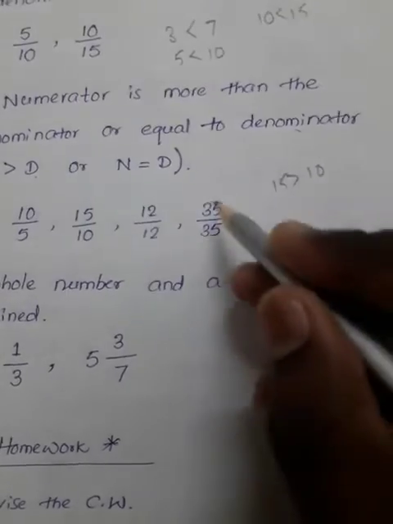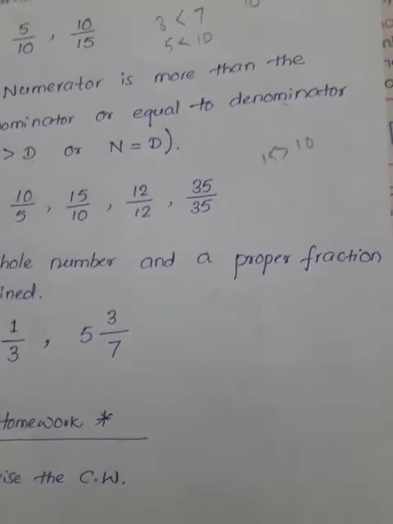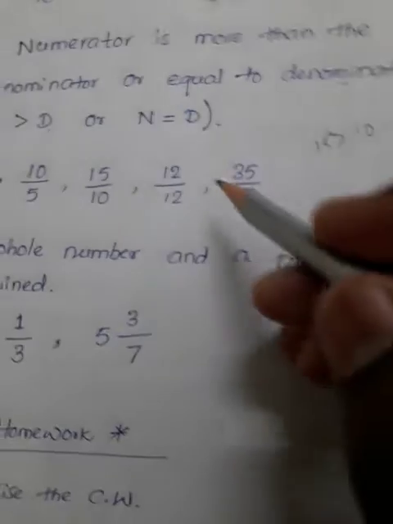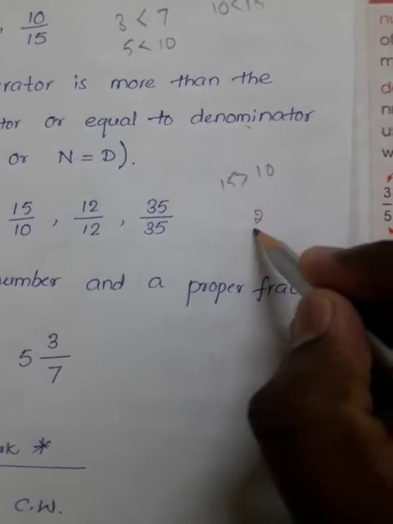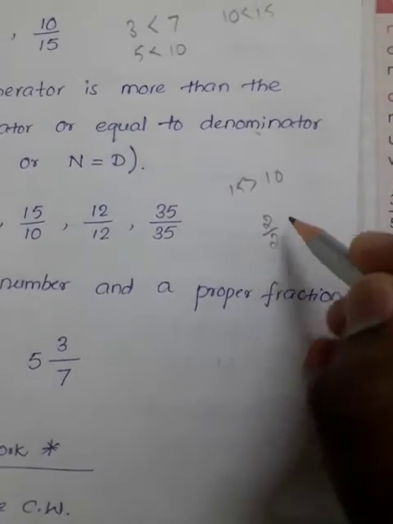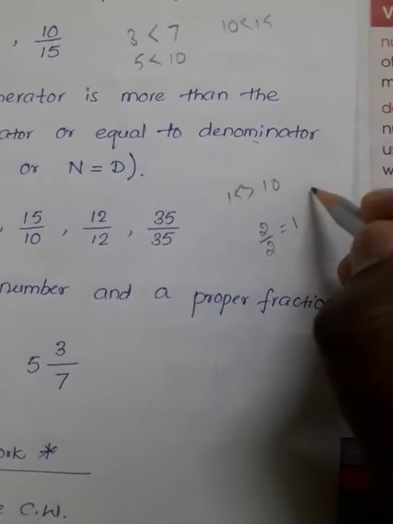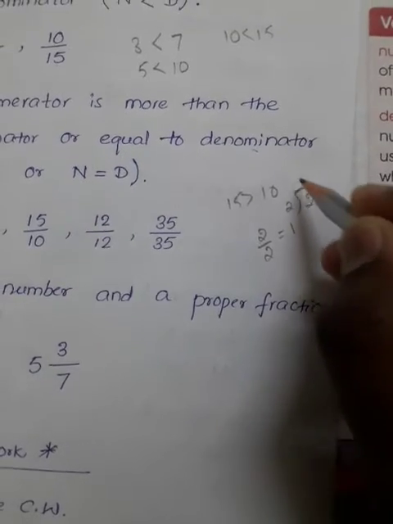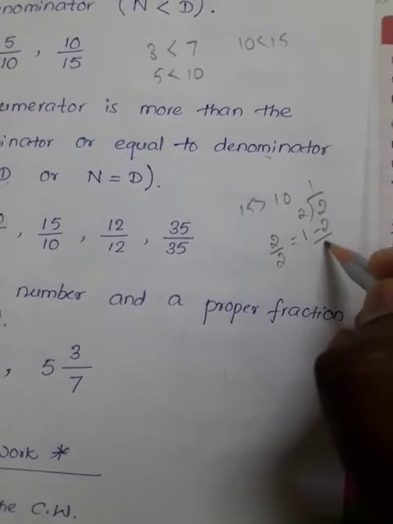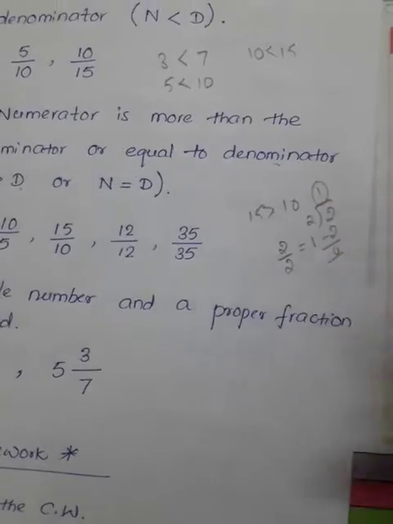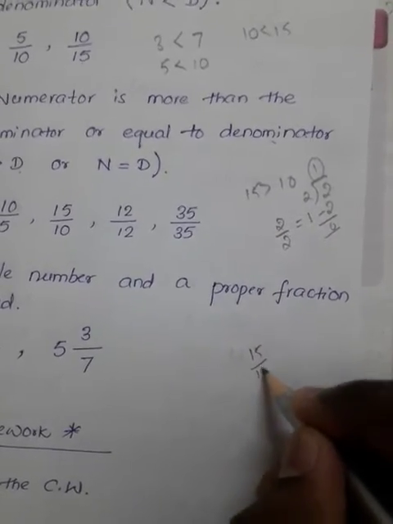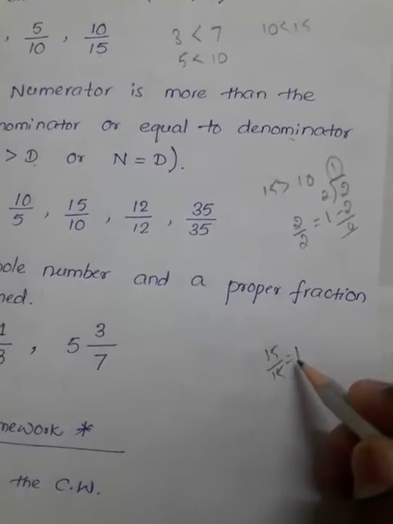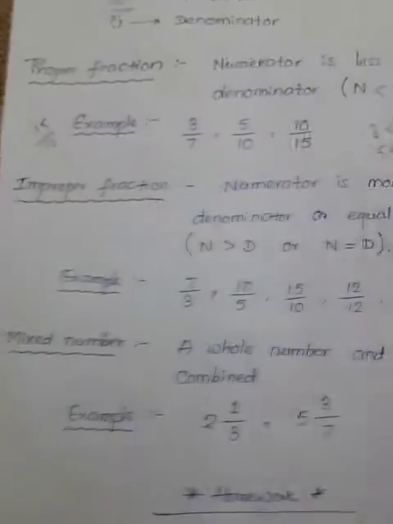But here 12 by 12, 35 by 35. Suppose in a term exam, the total marks are 35. Is it possible to get 35? Why is it improper? Remember, whenever numerator and denominator are equal, the answer is 1. Why? Because 2 divided by 2, what is 2 divided by 2? 2 ones are 2, right? So the remainder is 0. So the answer is 1 only. If I write 15 divided by 5, it is equal to 3. So this is not a fraction, this is a whole number. That's why we can say improper fraction.